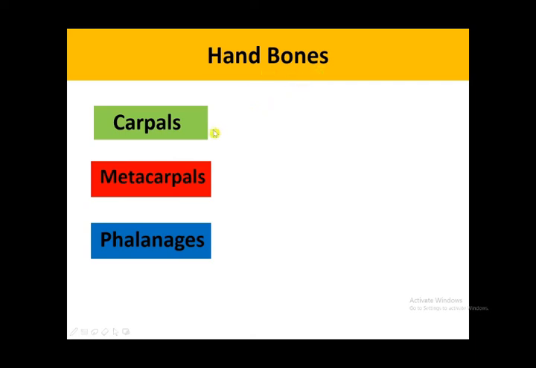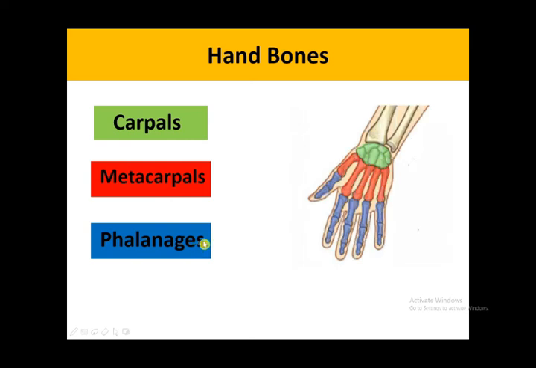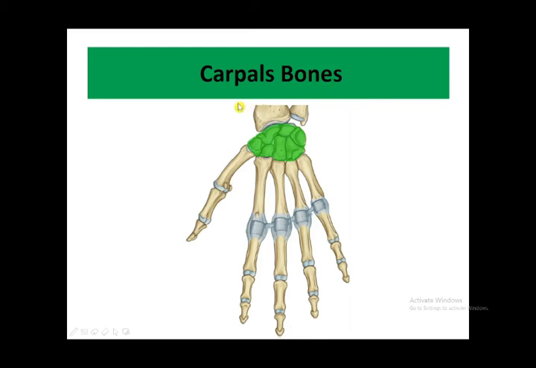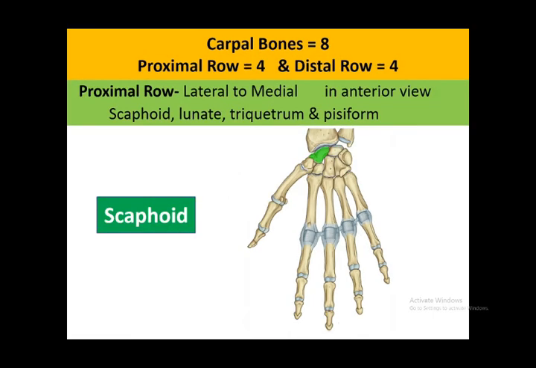Let's talk about the hand bones. In the hand we have carpals, metacarpals and phalanges: the carpal bones are shown in green, the metacarpals in red, and the phalanges in blue. Talking about the carpal bones separately, there are 8 in total, 4 in the proximal row and 4 in the distal row.